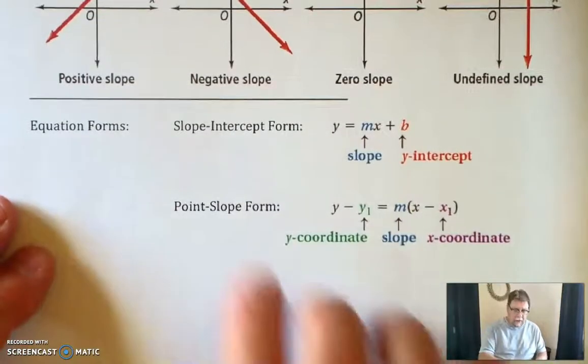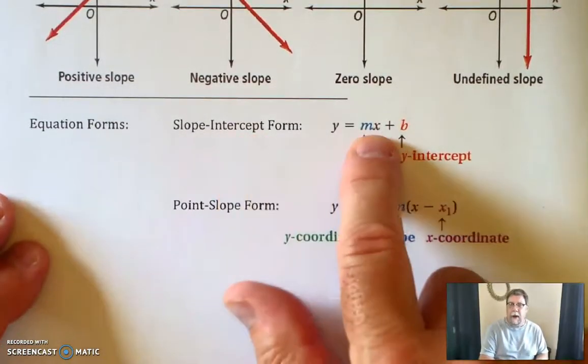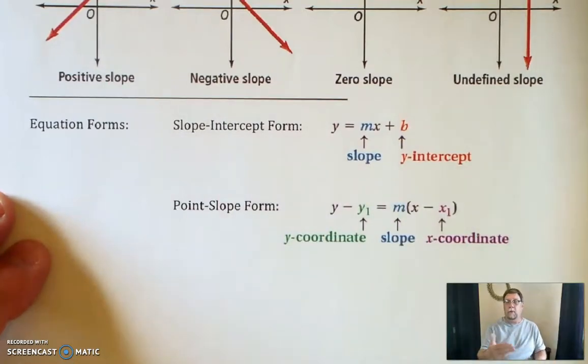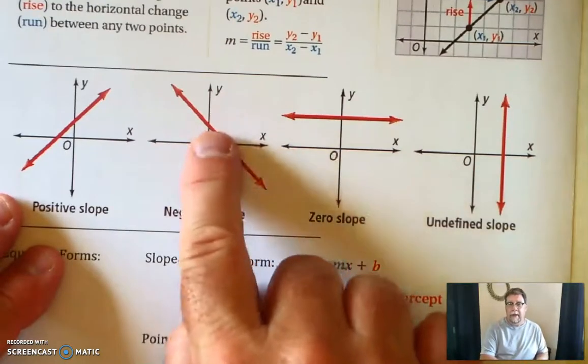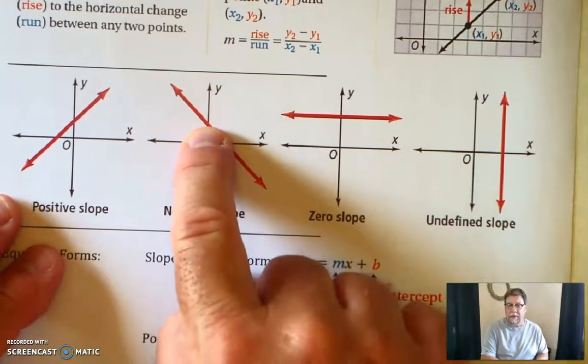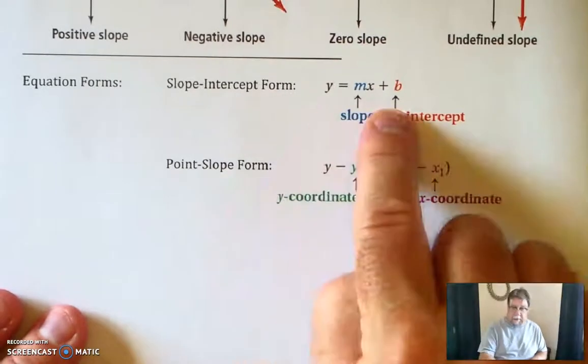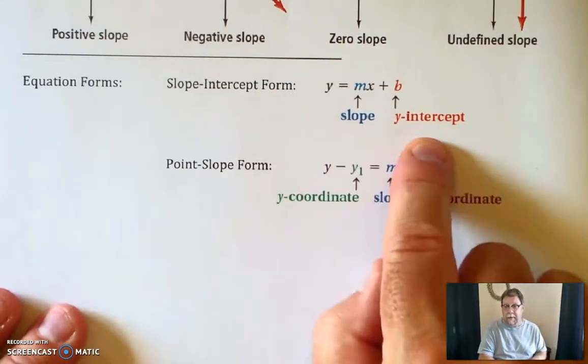And then you've seen the two equations, slope-intercept form, y equals mx plus b, where m is the slope and b is the y-intercept. And remember, the y-intercept is the point that crosses the y-axis. So slope-intercept form is y equals mx plus b, slope is m, y-intercept is b.